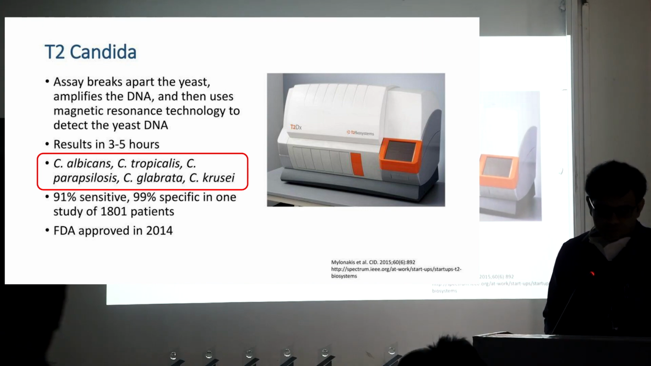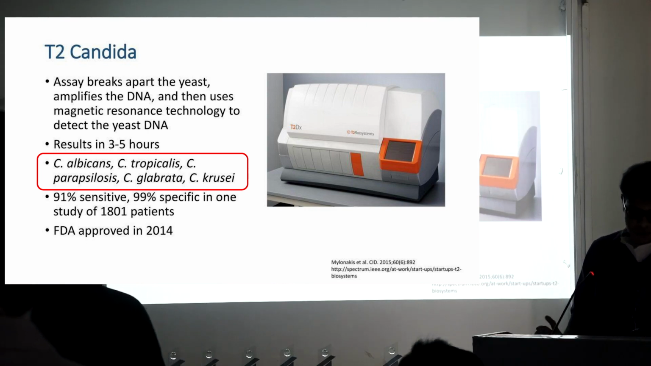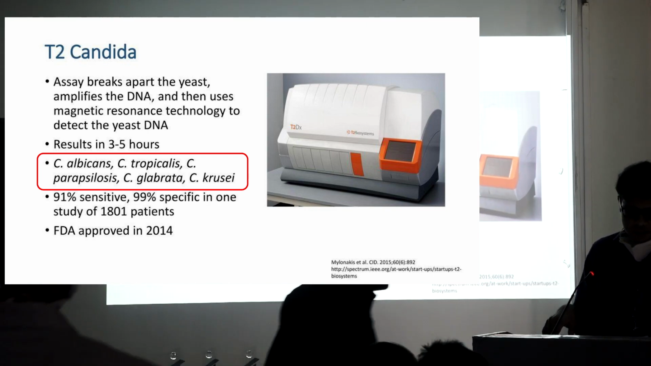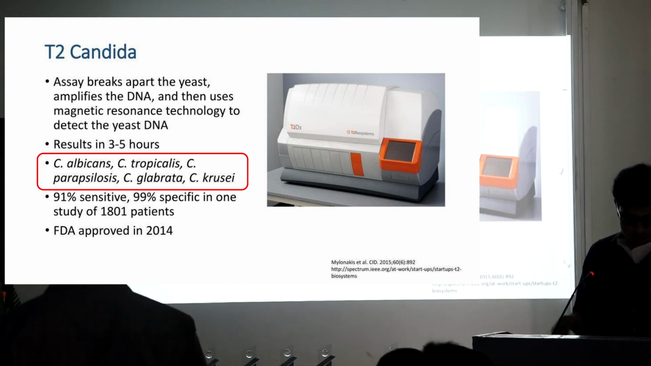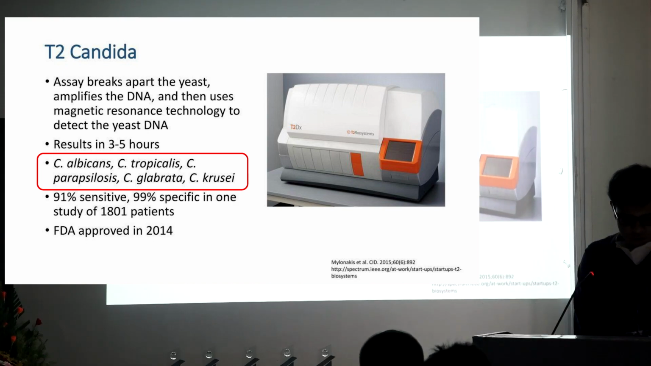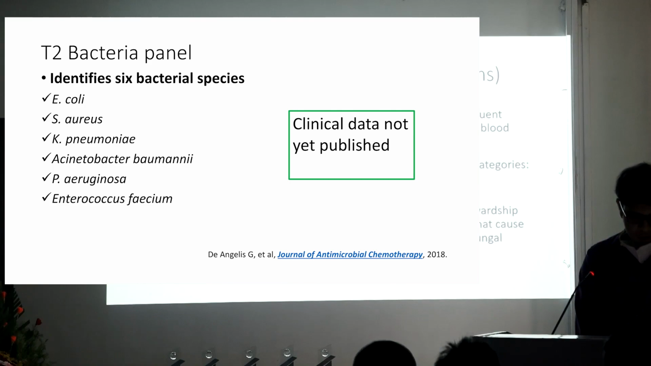Now the T2 Candida assay or the T2 bacteria assay. This is important because this is the only FDA approved test that you can do directly from the blood sample, even without the culture. The turnaround time is around 3 to 5 hours. It uses magnetic resonance technology to detect the yeast DNA. So you can directly take the blood, put it in the T2MR, and get the diagnosis.